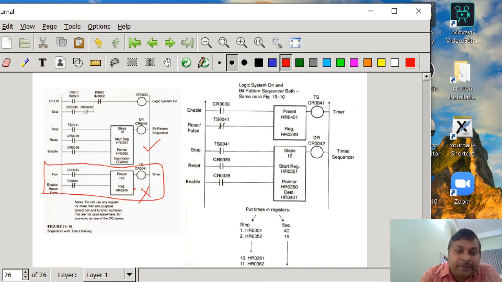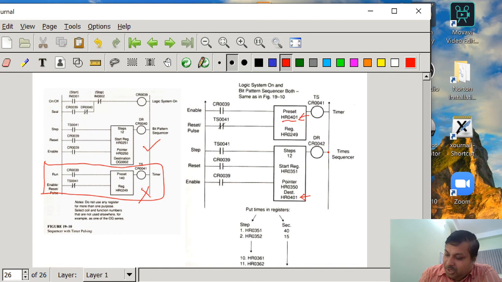But along with this, instead of this timer, we have taken another timer whose preset value is no longer constant. It is the address of the register HS401. Okay, and from where will this value come? The value will come from the other sequencer function, where we have written the 12 steps, and the address of the preset registers is the destination address of the sequencer function.